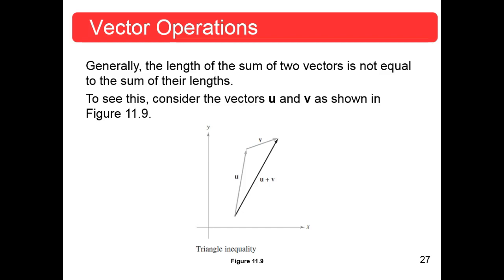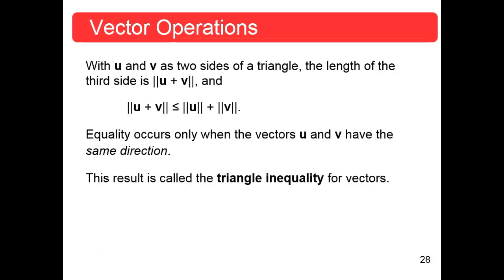Now, I think we've seen that. And this, by the way, leads to what they call the triangle inequality: the magnitude of U plus V is less than or equal to the magnitude of U plus the magnitude of V. I think they express it here. With U and V as two sides of the triangle, the length of the third side, the magnitude of U plus V, is always less than or equal to the magnitude of U plus the magnitude of V.